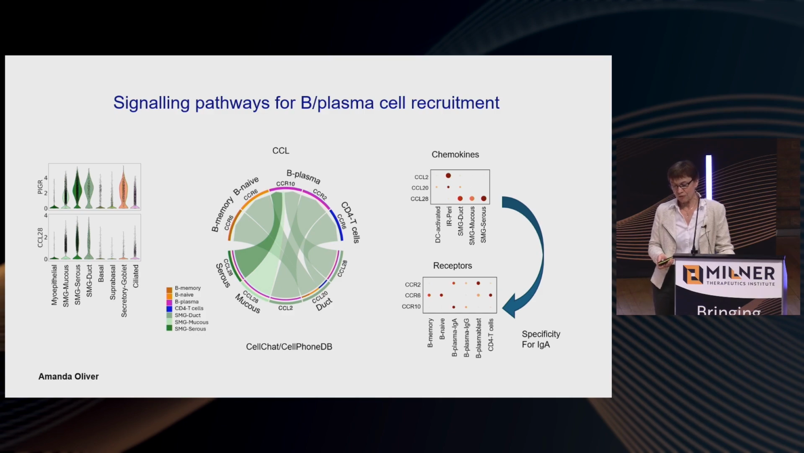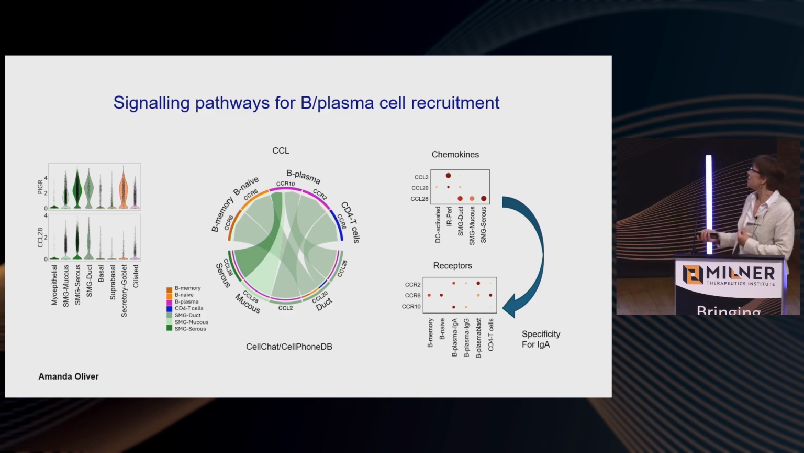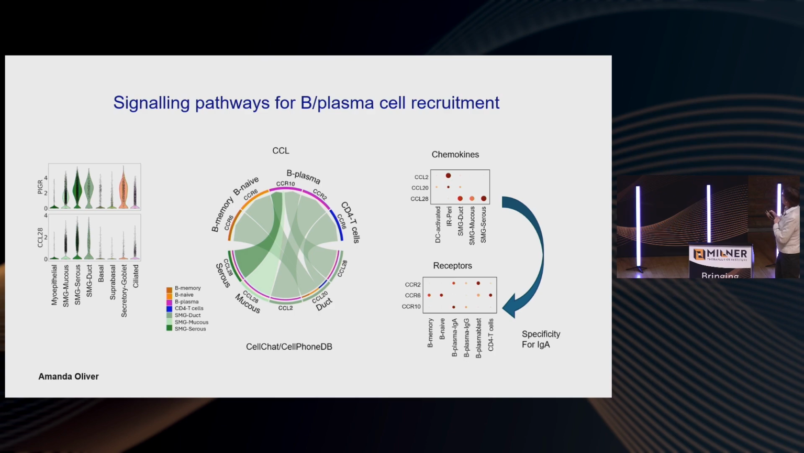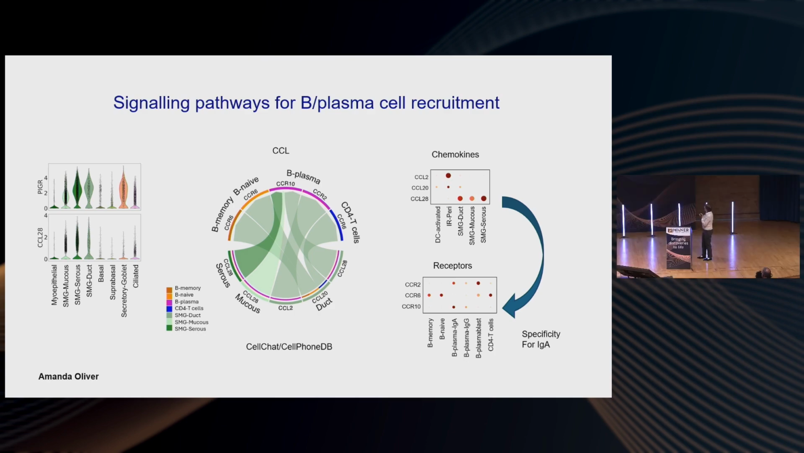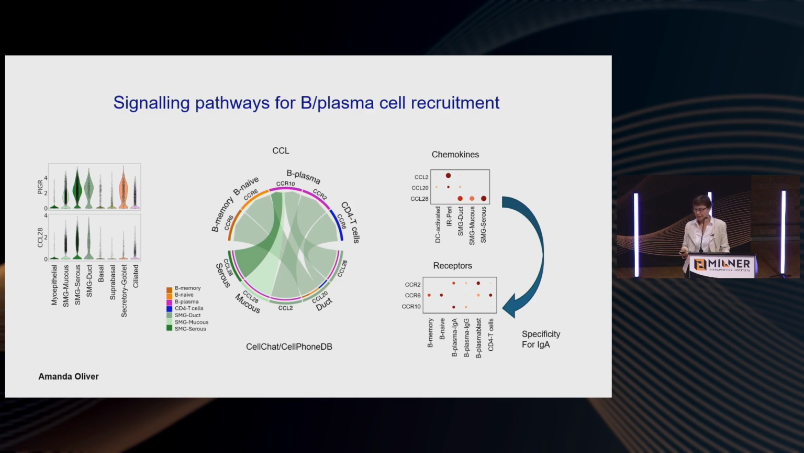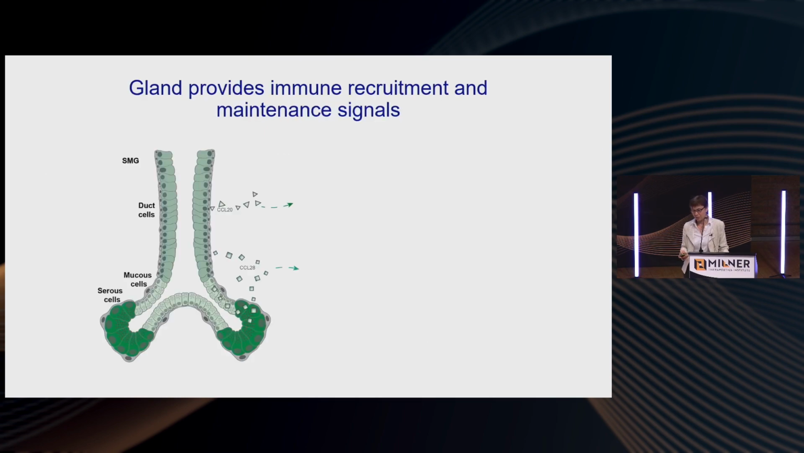And conversely, for the ligand, we actually saw that the receptor CCR10 was only expressed relatively lowly in IgG, but much more highly in IgA, which probably accounts for some of the specificity that we saw. We then went on to do lots of validation, which is in the published paper, so I won't take you through that, but I'll show you some summary.